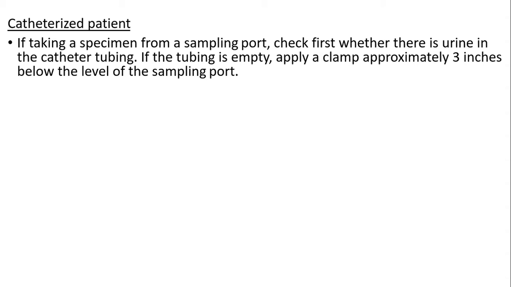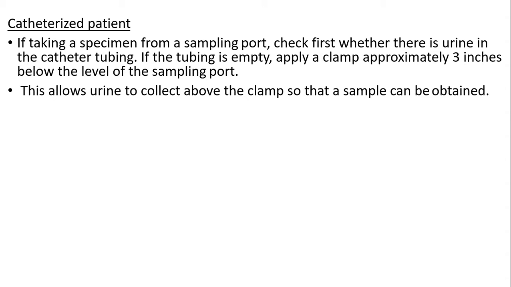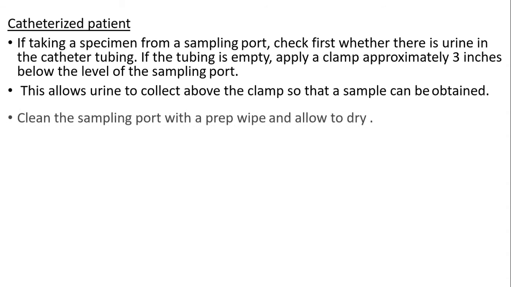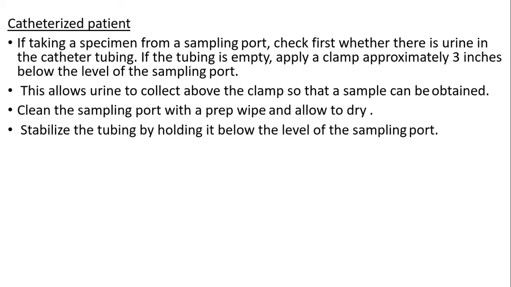In a catheterized patient, if the specimen is taken from a sampling port, check the catheter tubing. If the tubing is empty, apply a clamp approximately 5 inches below the sampling port. This allows the urine to be collected above the clamp so that the sample can be obtained. Clean the sample port with an alcohol swab and allow it to dry. Stabilize the tubing by holding it below the level of the sampling port.